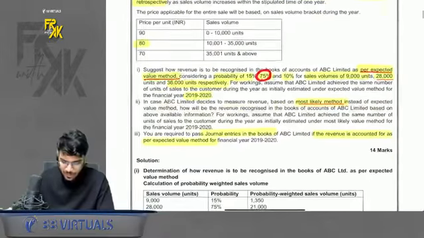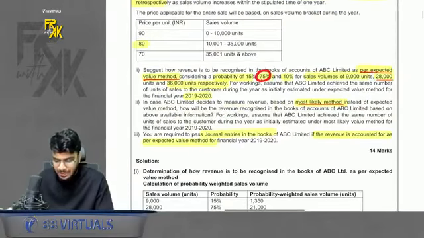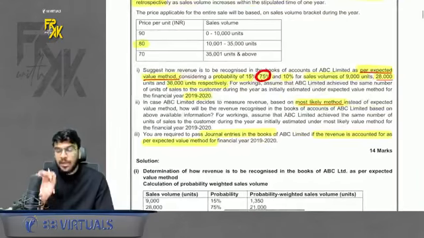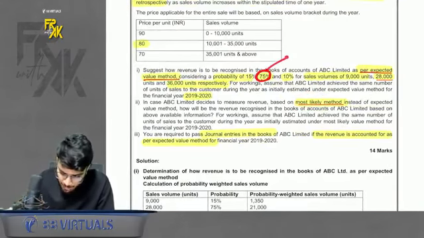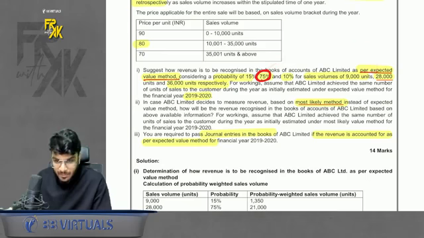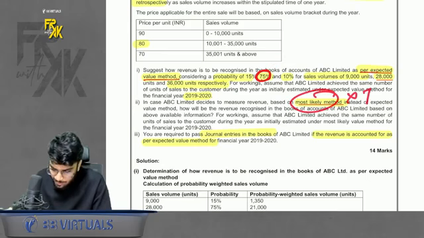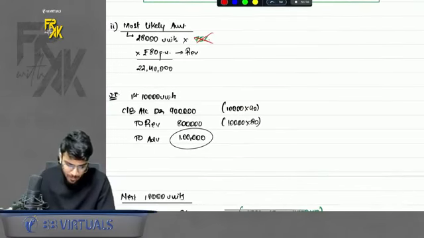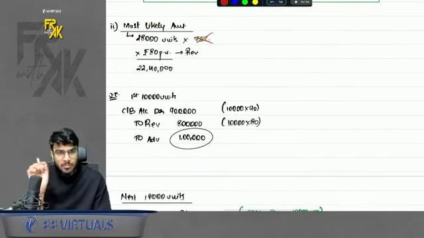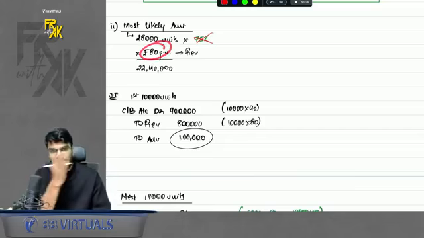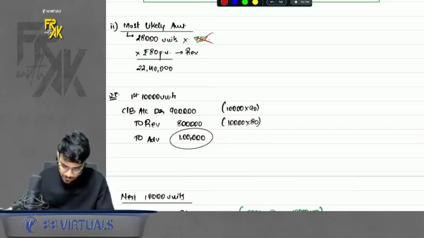In the second part, they tell us to use the most likely method. In the most likely method, we don't multiply by our probability. We just take the higher probability sales value. Remember, in this method, we don't multiply by the probability, so don't make the mistake of multiplying by probability. So we assume that 28,000 will be our sales because that has the highest probability. And for that sales volume, the price will be rupees 80.